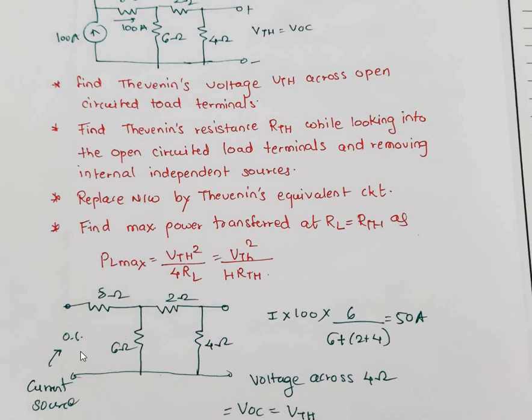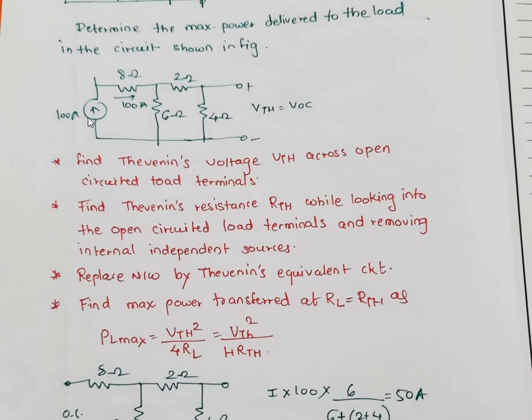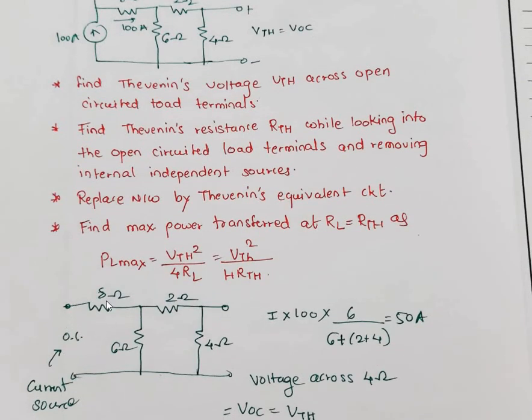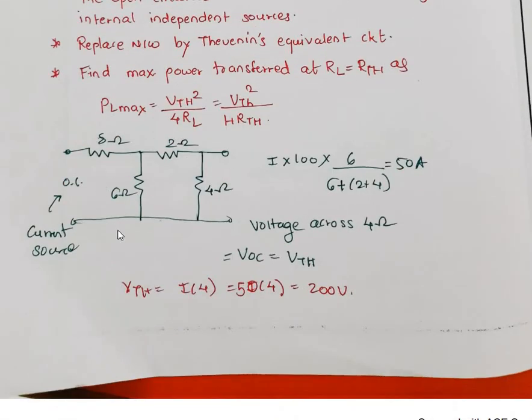Now for this purpose, this here is the current source. So while calculating the equivalent resistance and respectively the voltage, first of all we are going to open circuit this current source. So 8 ohm, 6 ohm, 2 ohm and 4 ohm. So here we can calculate the equivalent resistance looking into this terminal.